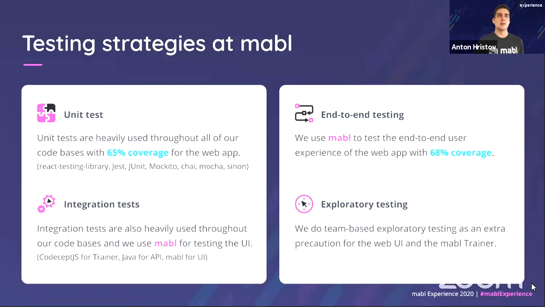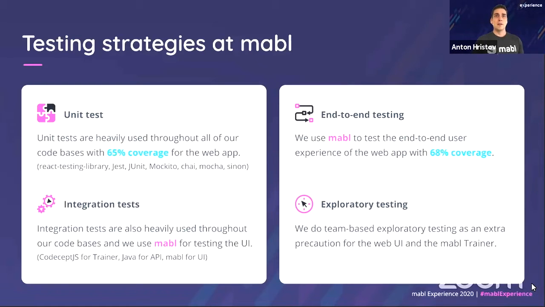Every engineer is expected to have some unit test coverage when they open up a pull request. Currently, we have 65% coverage for our user interface web app. The tools we use for the web app itself are React Testing Library and Jest for the unit tests. For other code bases, such as our API, which is written in Java, we use JUnit and Mockito, and so forth.